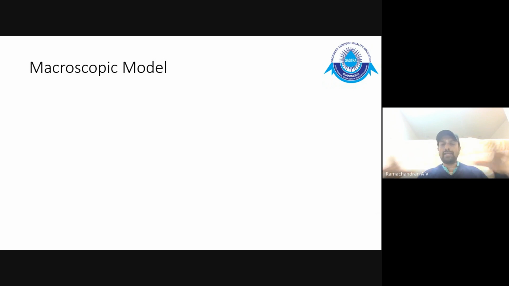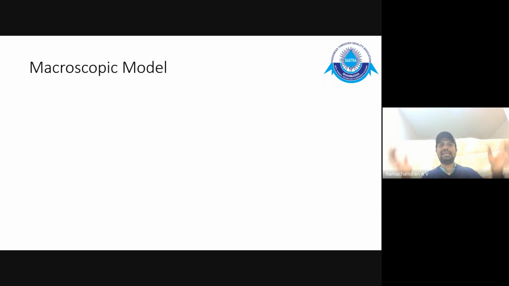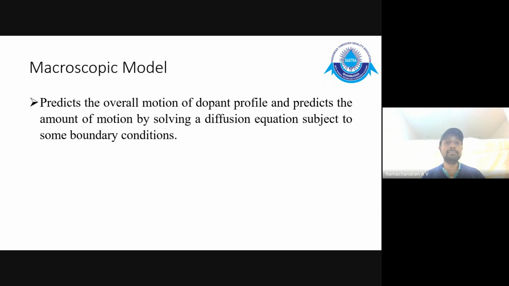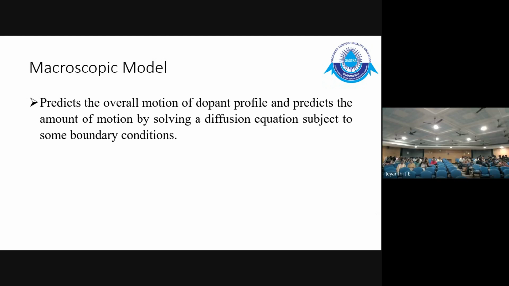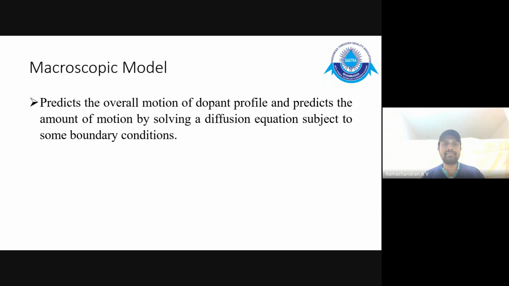In modeling, we have two types, and we're going to study both. One is the macroscopic model, where we model the end effects. The other is the microscopic model, where we go into the details at the atomic level. So atomic level modeling is also called microscopic modeling. Today we're going to learn the macroscopic model. What is the final effect? We predict the overall motion of the dopant profile. That's what we're going to see in today's class.